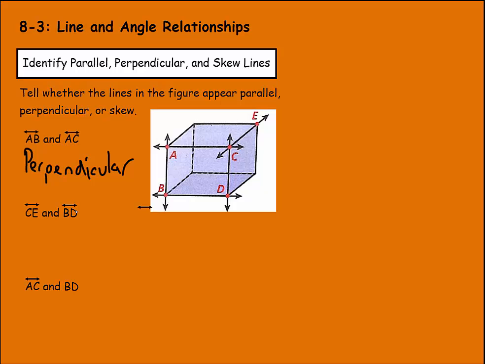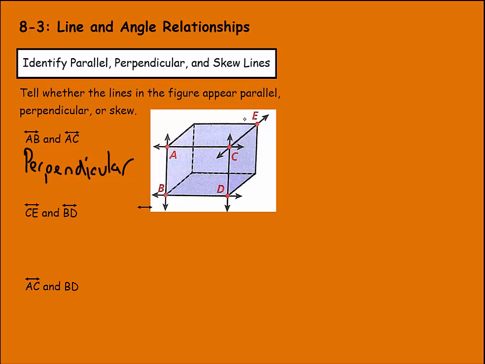CE and BD are our next lines. So CE is over here. BD is over here. I'm noticing these lines are not crossing. Is it because they are parallel? No, it doesn't appear so. This one's going this way and this one's going sideways.